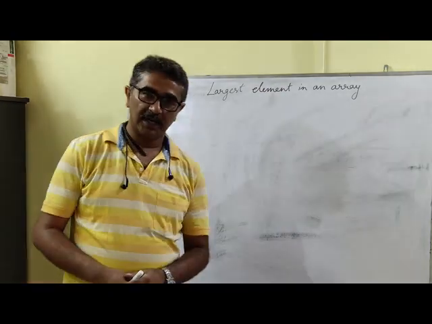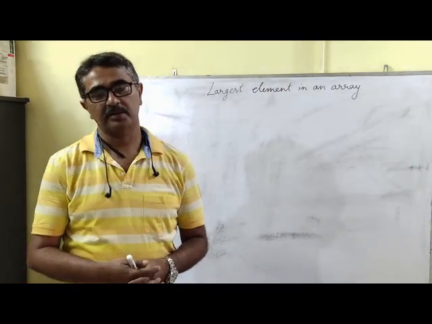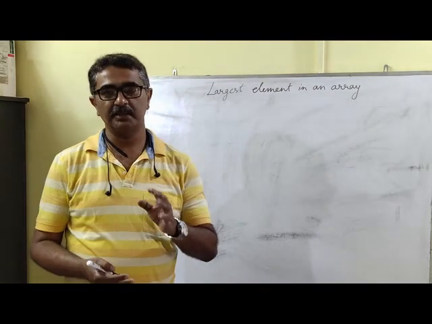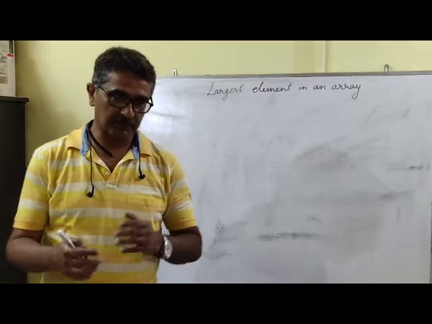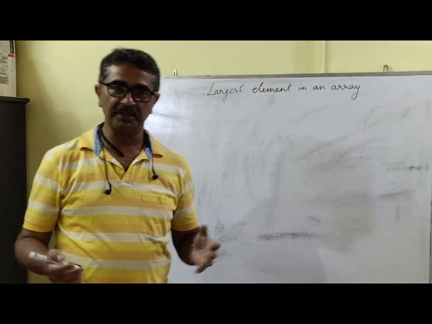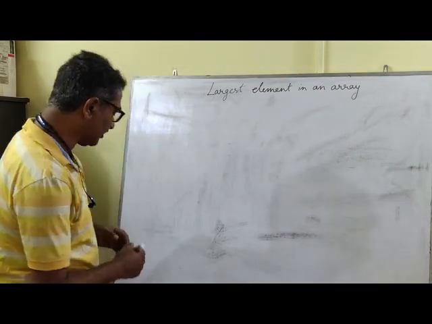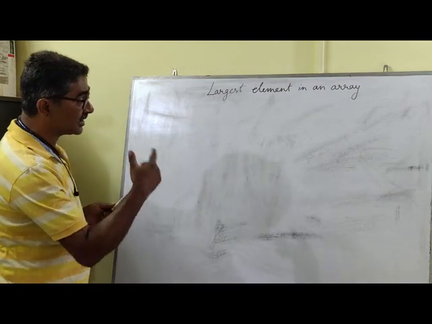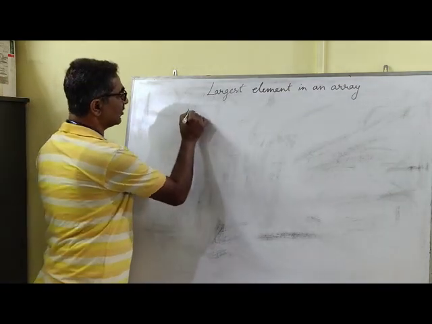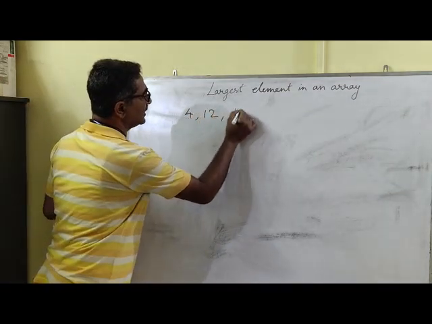Okay, so today we are going to discuss how to find the largest element in an array. Suppose, say for example, we have an array of numbers and we need to find the largest number in the array. What is the trick behind it? Suppose I have a group of numbers, and how do I make the computer understand which is the largest? Suppose, say for example, these are the numbers.